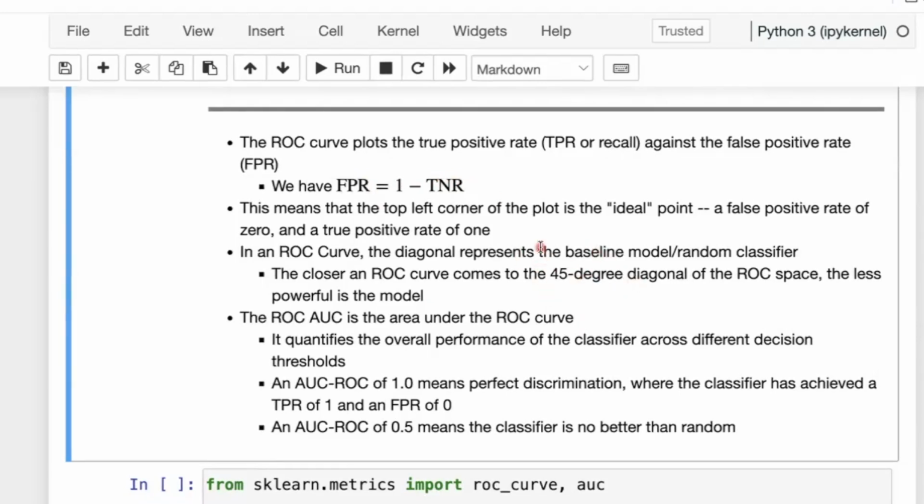And this means that the top left corner of the plot is the ideal point, because you want the true positive rate to be as close as possible to 1 and the false positive rate to be as close as possible to 0.